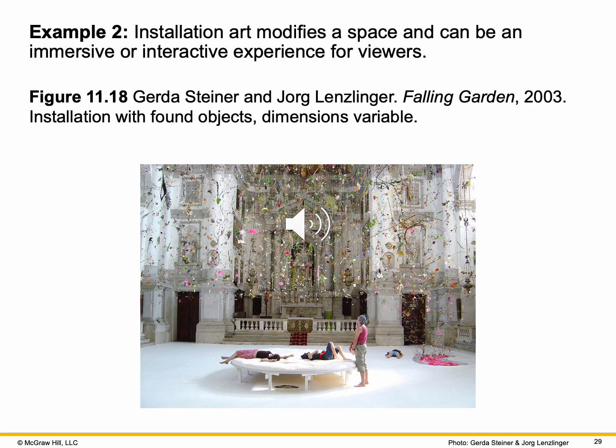Installation art modifies a space and can be an immersive experience or an interactive experience for viewers. This work is entitled Fallen Garden. To make Fallen Garden, the artist strung common items on long threads hanging from the ceiling of a 17th century church. The found objects include plastic batteries, real cow dung, discarded paper, leaves, silk flowers, bones, and even a rubber snake. Visitors would lie on a circular couch set above a grave in the church's floor.